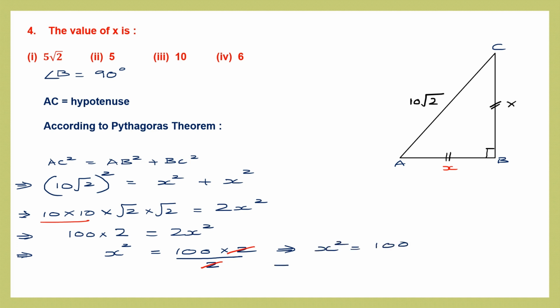Now we can find the value of only x. X is equal to the square root of 100. And what is the square root of 100? 10, because 10 into 10 is 100. So we have found our answer. X is equal to 10. And let's go to the options. That is option 3. 10 is our answer.